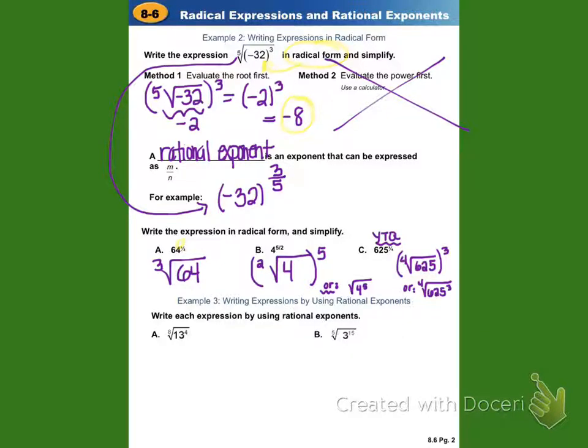Okay, so this one could be written either one of these ways. Probably the most likely is the one I wrote first. And again, especially to evaluate it, you definitely wouldn't want to raise 625 to the third power and then have to take the fourth root.